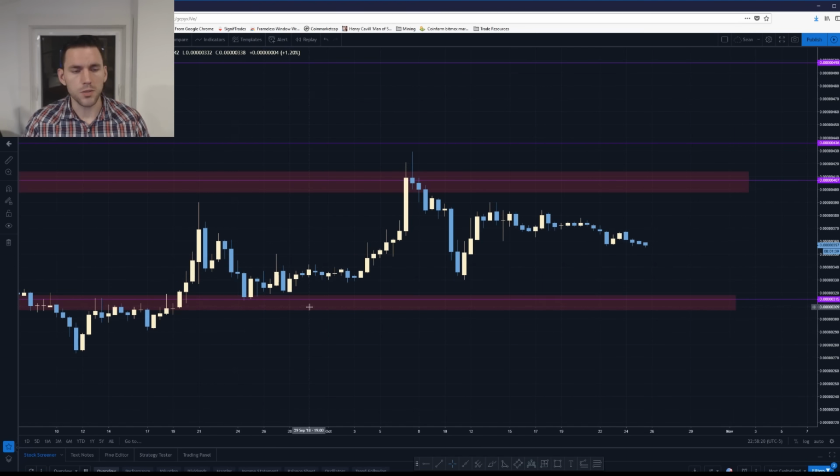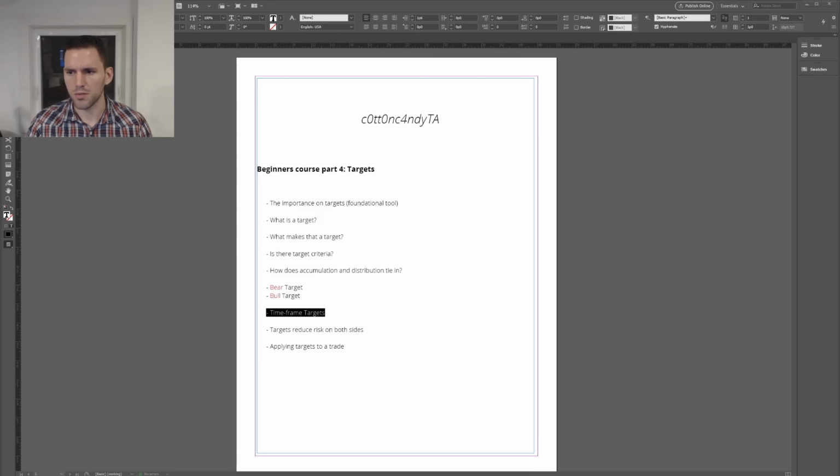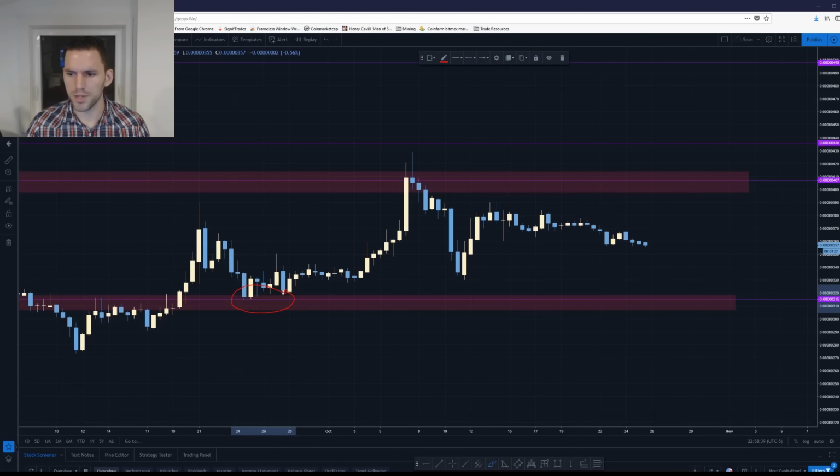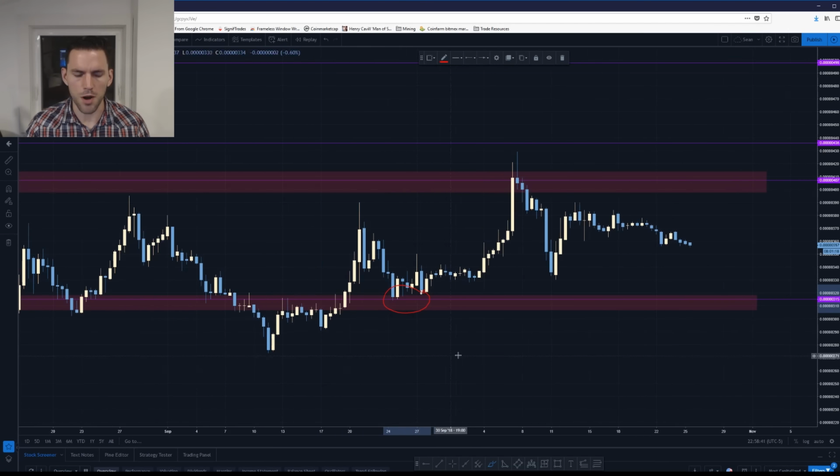So patience is really important with targets, because you will have buy targets and you will have sell targets. And the point of having that is to reduce the risk, right? Just like clockwork, targets reduce risk on both sides. Let's keep going with that concept in mind, that targets reduce risk. Targets are important because they play a huge part in reducing risk.